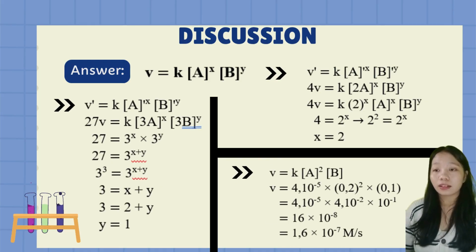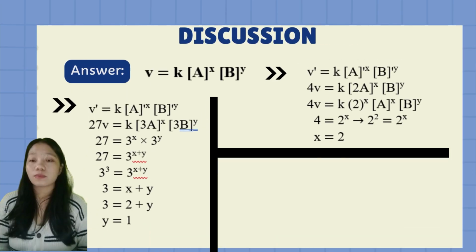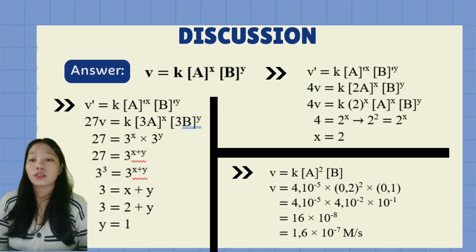Answer: the formula is rate equals K times concentration A to the power X times concentration B to the power Y. First, the initial rate equals K times concentration A to the power X times concentration B to the power Y. For the new rate equals K times concentration 2A to the power X times concentration B to the power Y, which equals K times 2 to the power X times concentration A to the power X times concentration B to the power Y. So 4 equals 2 to the power X, producing 2 squared equals 2 to the power X. So X equals 2.